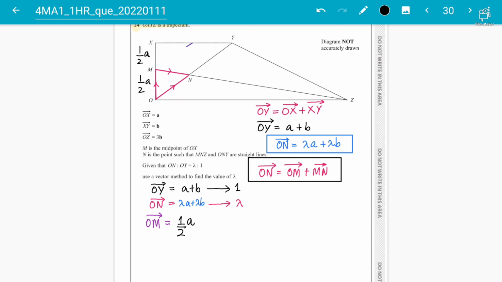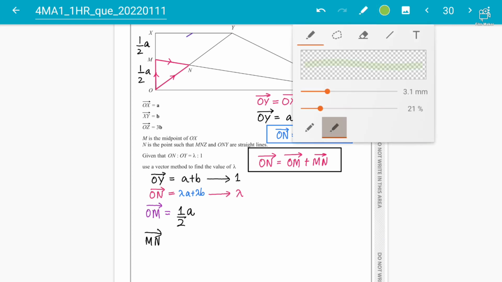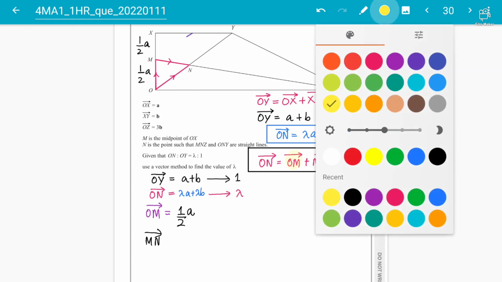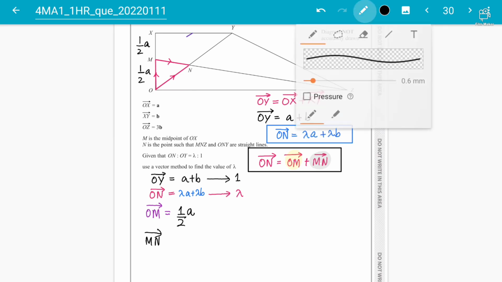So that is going to be our understanding for the OM vector. In order to find the MN vector now, because we have found OM, follow the highlighter students. Okay sir, OM vector we have found. How are we going to find the grey colour MN vector? So let's write down that MN vector again.